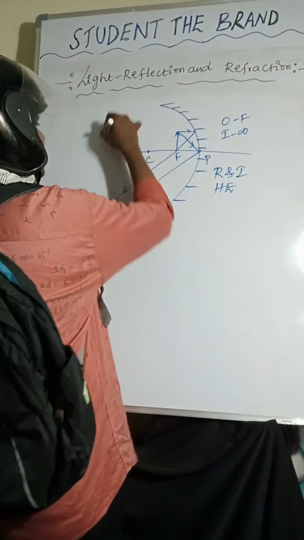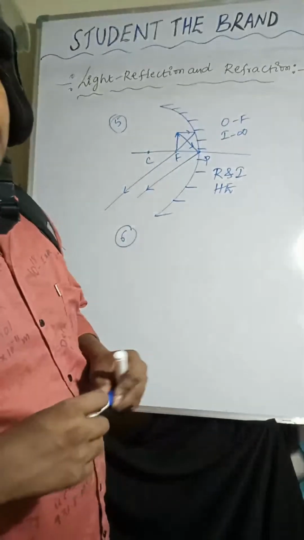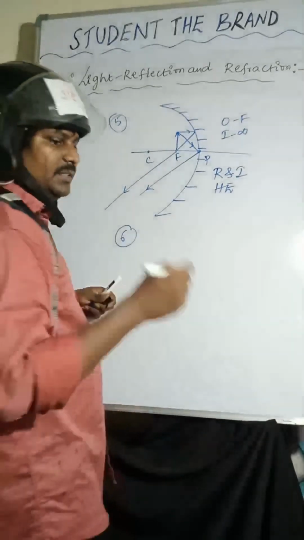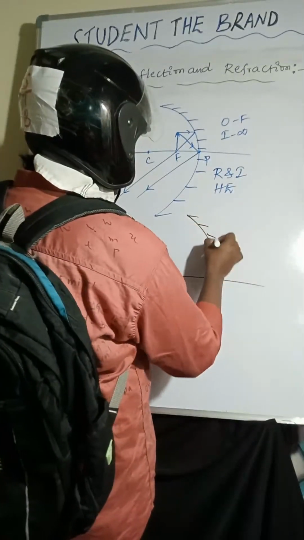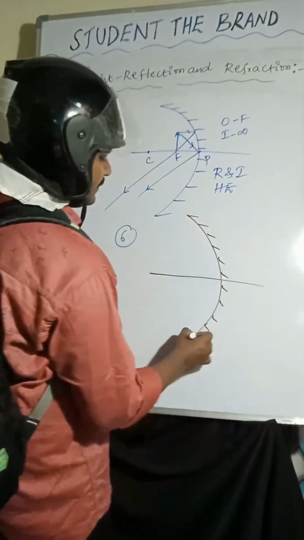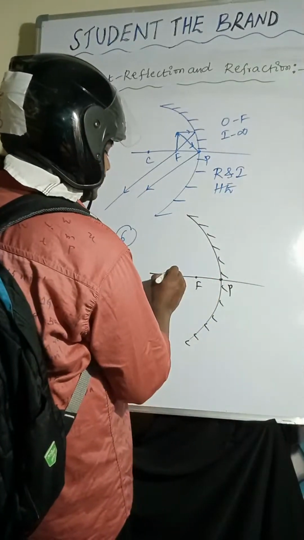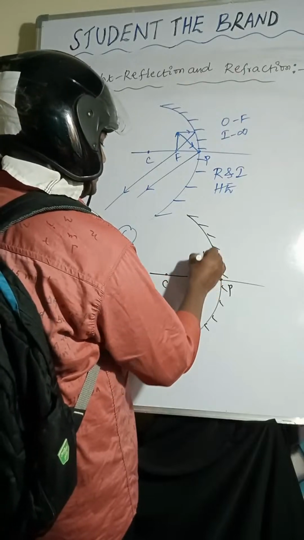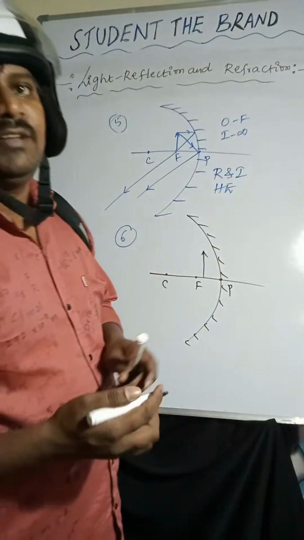So that was the fifth one. Coming to the sixth one. Sixth image formation is very important, so just focus on it. So pole, focus, center of curvature. Object is placed between F and P.